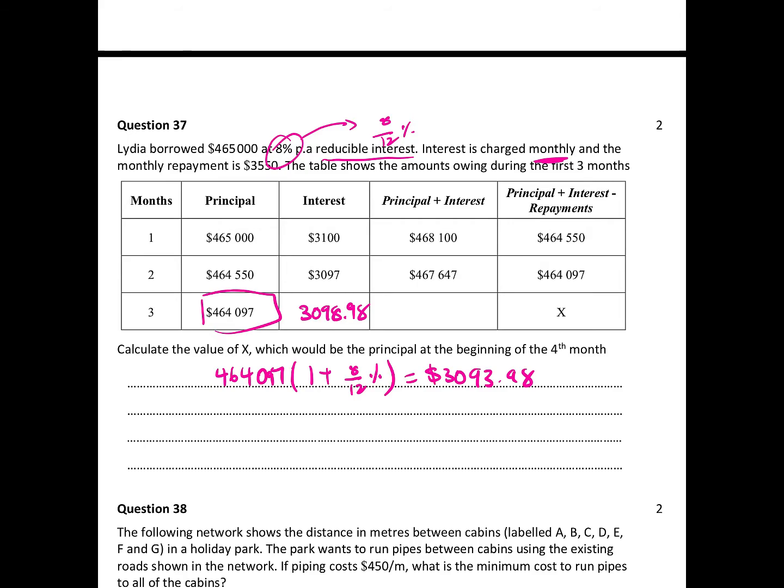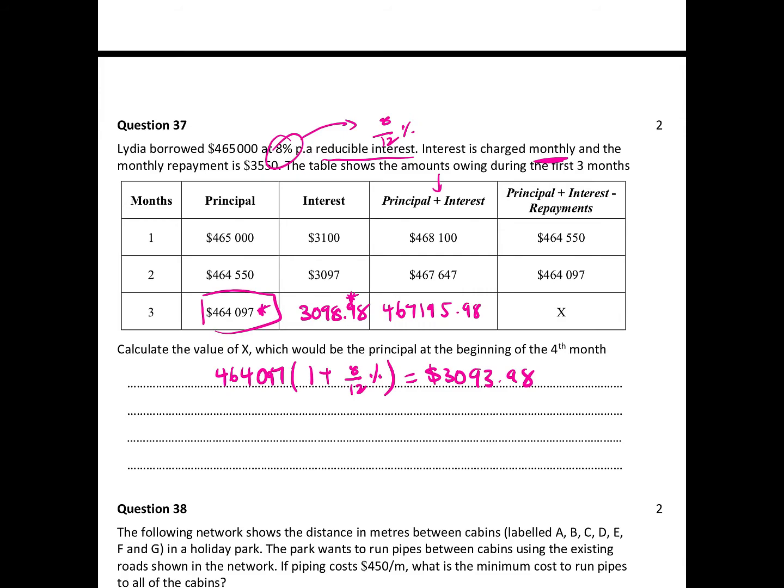I'm then going to add that to, so this column here wants principal plus interest, so you just need to add this here and this here together. So 464,097 plus 3,098, and you get $467,195.98. And then I'm going to deduct the repayment.